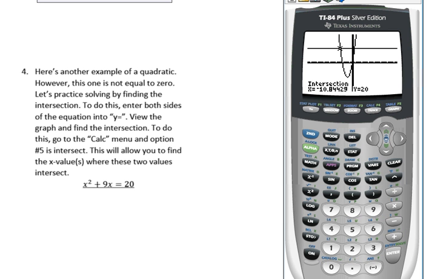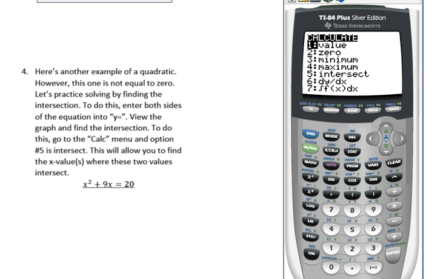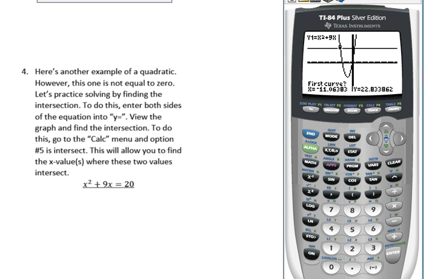Now, we have two intersection points on this graph, so we need to make sure that we find both of them. So we're going to go back to second calc and choose number 5, intersect again. This time, while on the first curve, we're going to scroll over to the right. Make sure you don't use your up and down arrows, as that will switch you between curves. You just want to use the right and left arrows here. I'm close to the intersection, so I'll hit enter. It switches to my y equals 20. I'm close to the intersection, so I'll hit enter. And again, for guess, I'm just about right there, so I'll hit enter again. Now I can see that my second intersection point is at 1.844, 20.